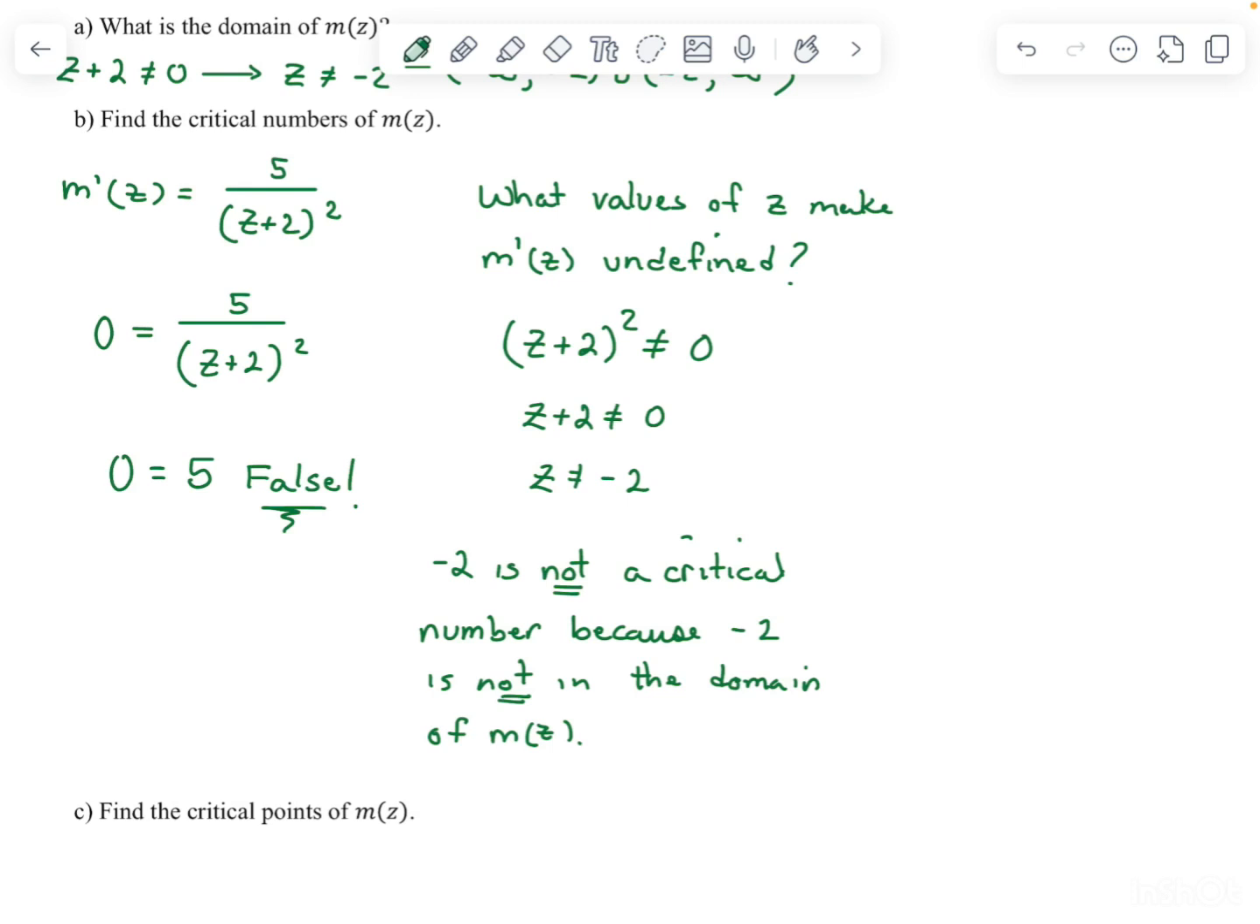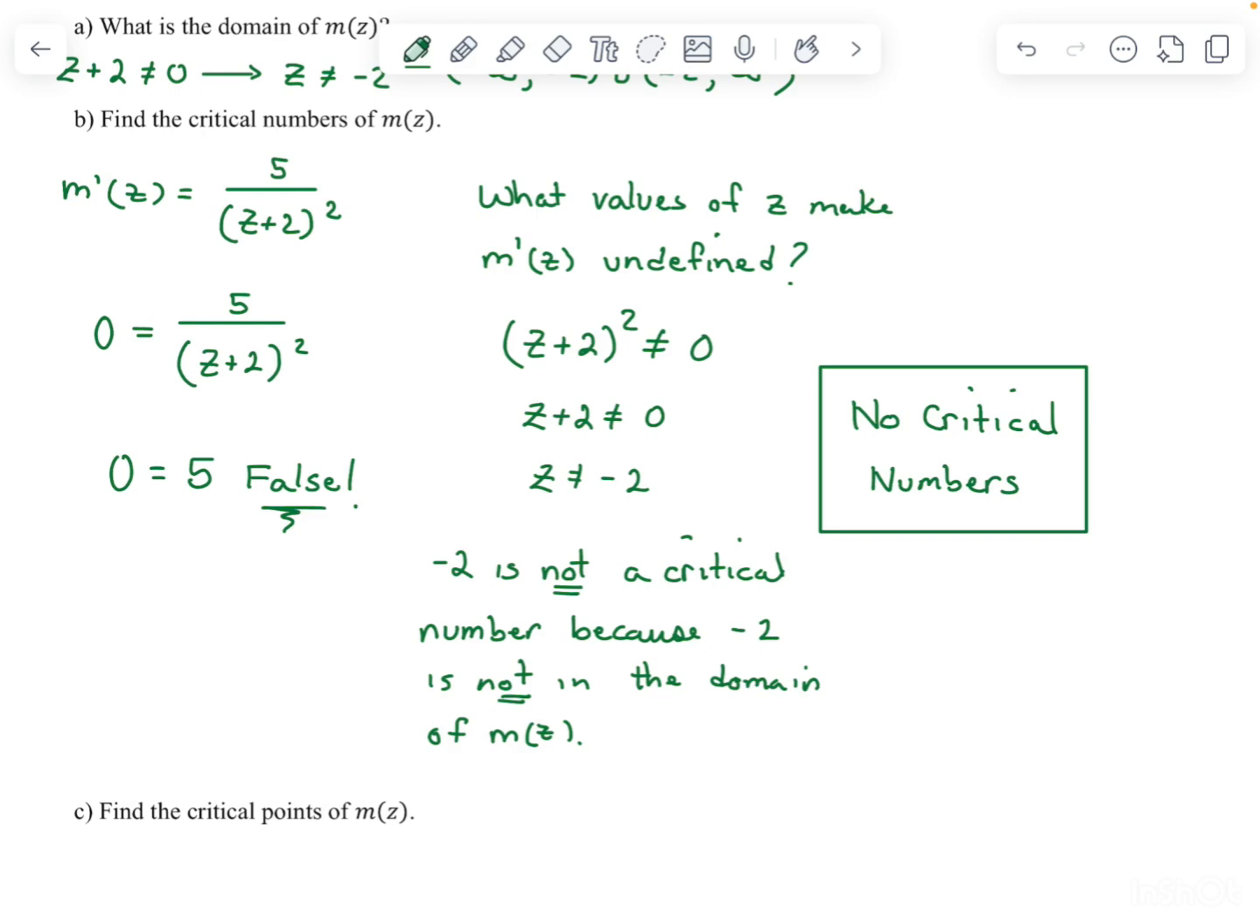Since there are no values of z that make the derivative equal to 0, and the only value of z that makes the derivative undefined is not in the domain of m, we can conclude that there are no critical numbers.